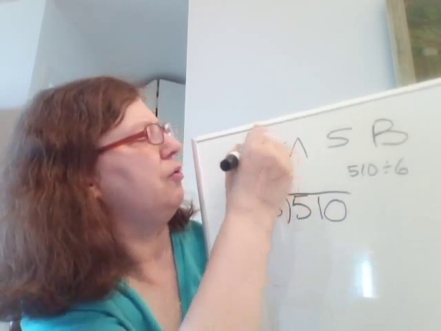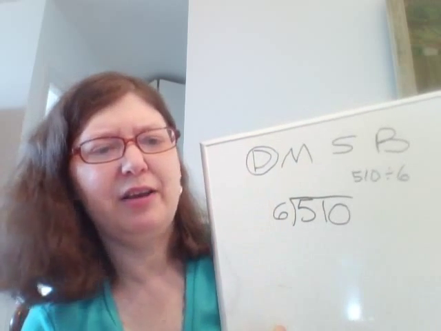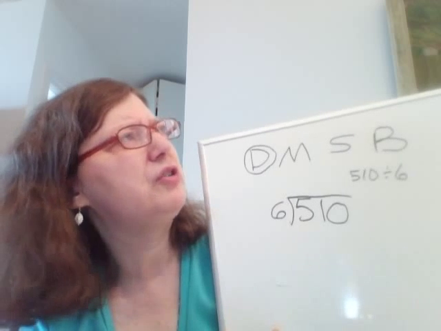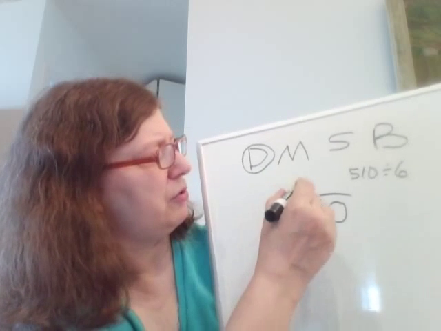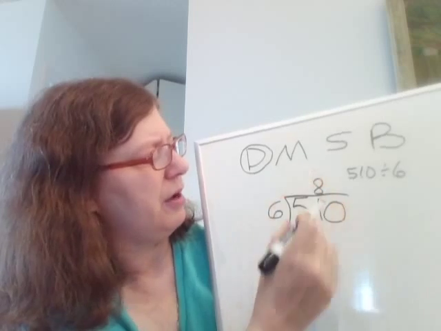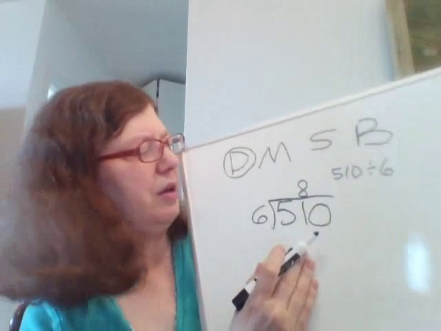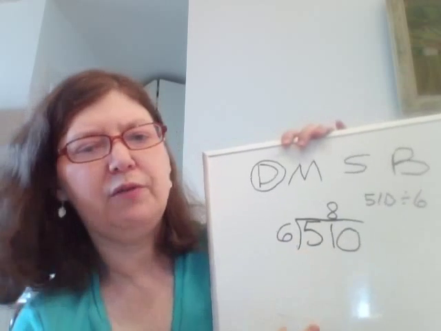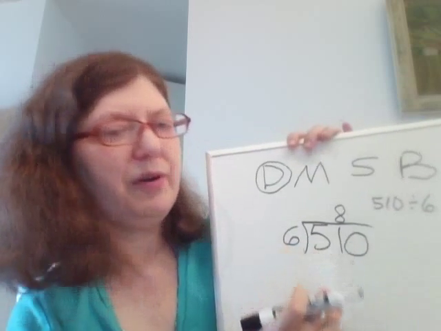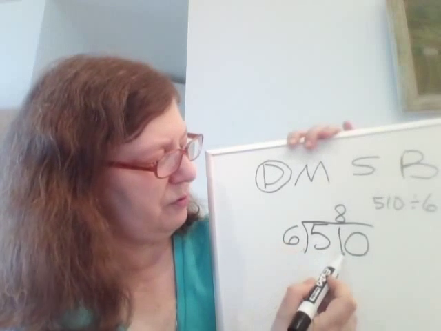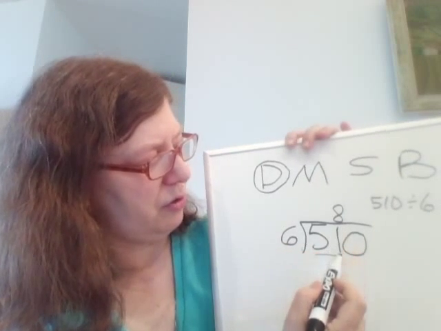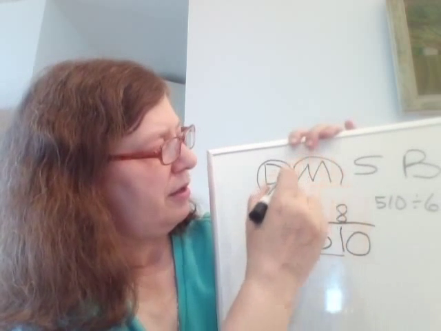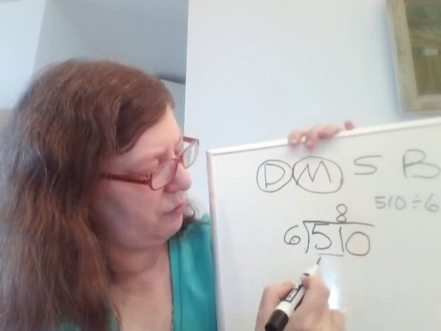No, but what we're trying to do is divide. 6 goes into 51. Well, 6 eights are 48. That's pretty close. So I'm going to put the 8 here because we went into the whole of 51. 6 didn't go into 5, so we had to go into 51. So the 8 goes over the 51. We're now going to multiply. 8 times 6 is 48.